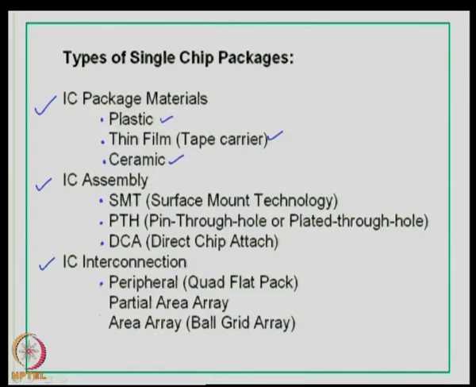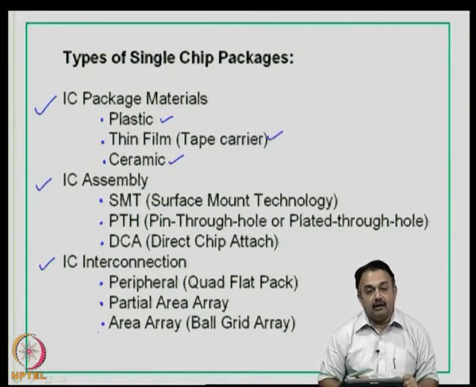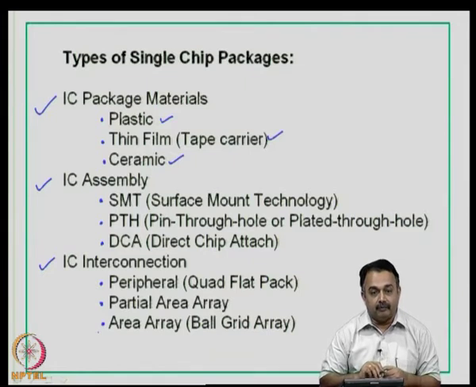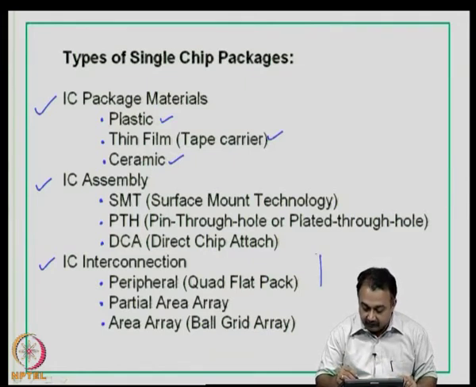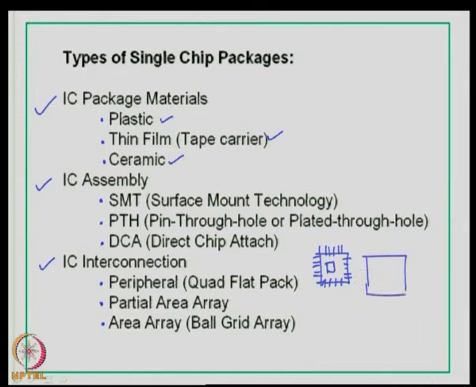So, the assembly techniques also define the types of single chip packages, and finally, the classification is based on IC interconnections. It can be quad flat pack, it can be partial area array, or it can be a complete area array package. Okay. So, you know what is a quad flat pack, which means the die is here and the leads are taken from the four sides. There are different types in a quad flat pack. Then if it is a partial area array, that means the die is here and you are going to utilize partly at the back side of the die or the package by using solder balls.